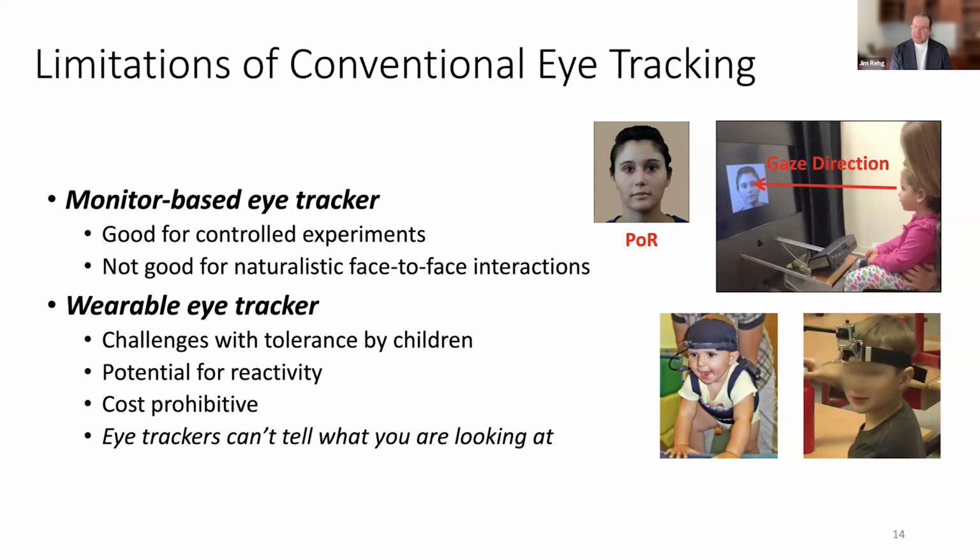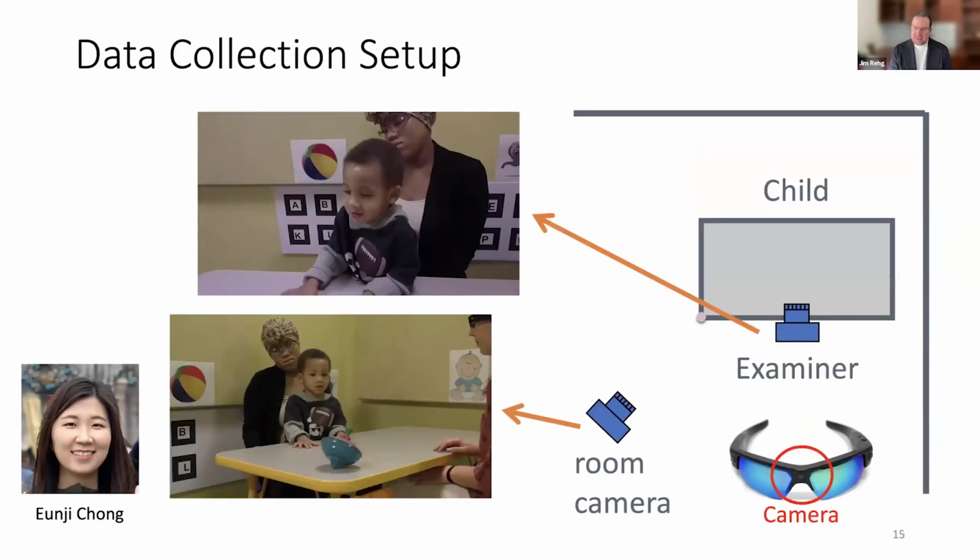And so when interacting with a peer, we can instrument the peer or the social partner, and then the child can be unencumbered. And that's the setup that you see here. This is a standard tabletop interaction that occurs often in developmental assessments. The child is sitting across the table from the examiner. The examiner is wearing this first-person vision system, this pair of glasses with the camera right here in the bridge.